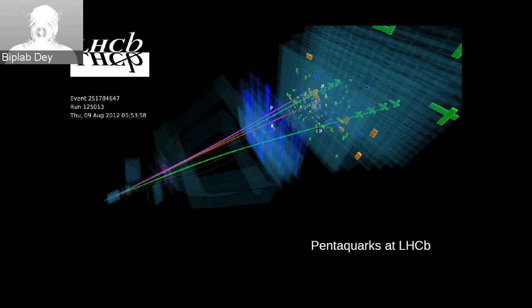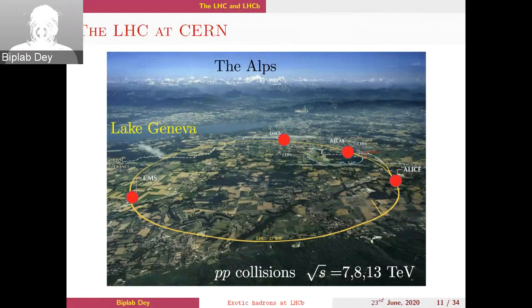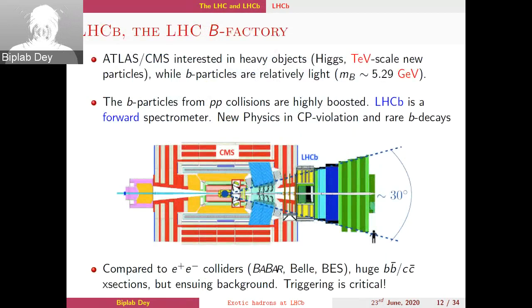So a brief introduction to the LHC and LHCb. As probably everybody knows, we are just outside Geneva, beautiful Alps, and there are four large collaborations and detectors, LHCb, ATLAS, CMS, and ALICE, and we are colliding protons at 7, 8, and 13 TeV till now. LHCb is the hadron B factory. ATLAS and CMS are general purpose detectors. They are interested in heavy objects like the Higgs and TeV scale new particles, while for B physics, the B particles are relatively light compared to what we are colliding.